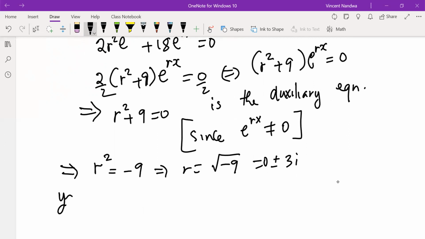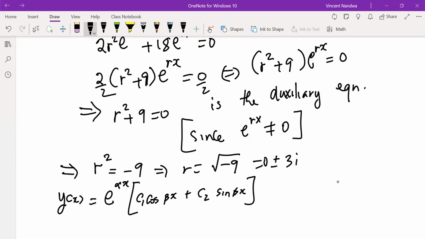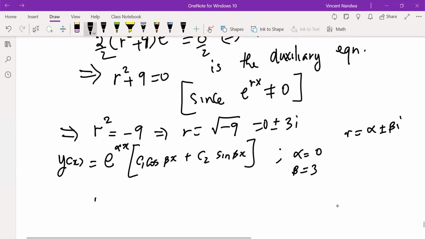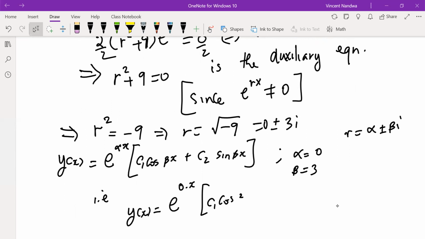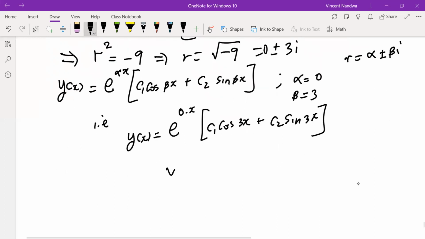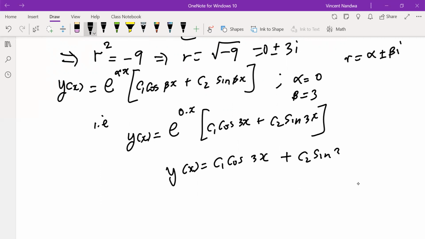So y of x is given by e^(alpha x) times c1 cosine of beta x plus c2 sine of beta x, when r is alpha plus or minus beta i. This is by definition. So in our case, alpha is 0, beta is 3. Therefore, y of x is e^(0 times x), c1 cos of 3x plus c2 sine of 3x. E raised to 0 is 1, so y of x equals c1 cos of 3x plus c2 sine of 3x.